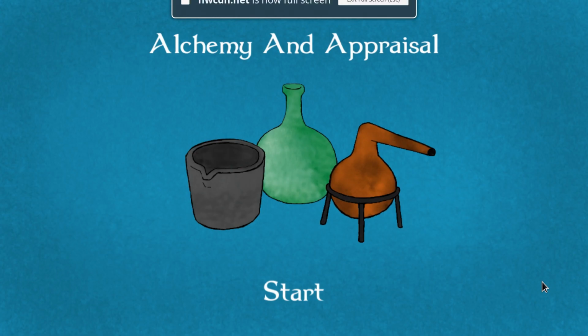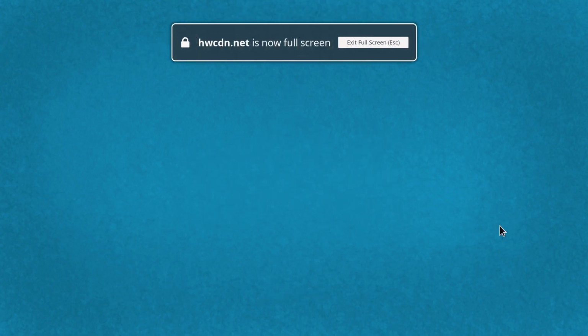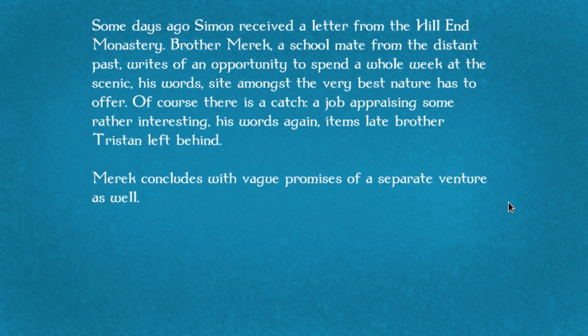Can I go full screen? I can go full screen. That's something I should fix. It should load everything before you start, not when you start.